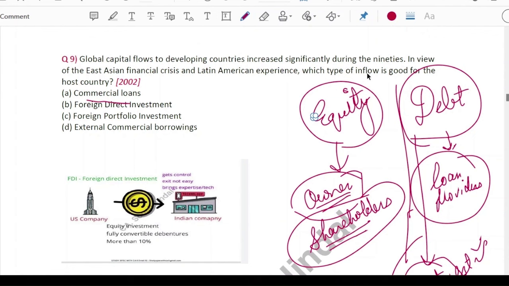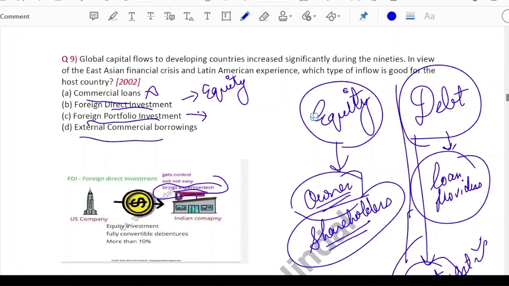it will not be beneficial for the country, rather it will increase the liability in the case of crisis. FDI is a form of equity and moreover it also brings expertise and technology, which will increase the investment and the capital output. Then foreign portfolio investment. This is equity, but it is more volatile because it can exit overnight from the country. Next is external commercial borrowings. These are also a type of loan that is taken by private companies from foreign countries. So the answer is B.